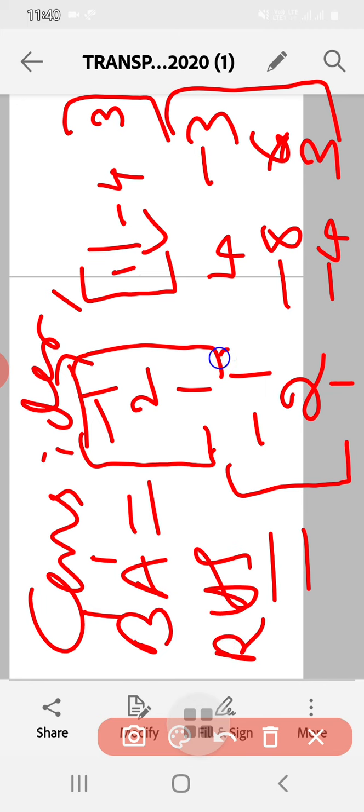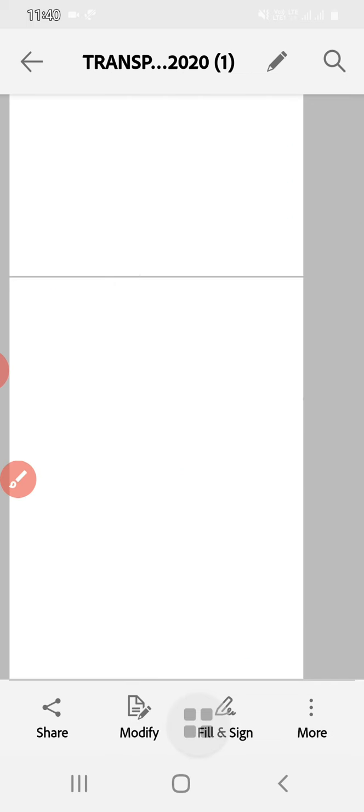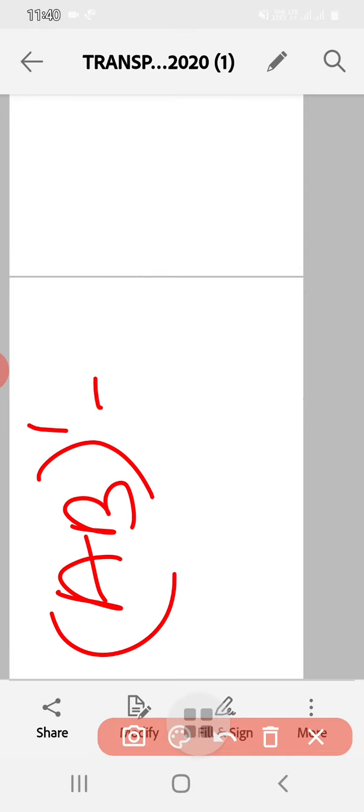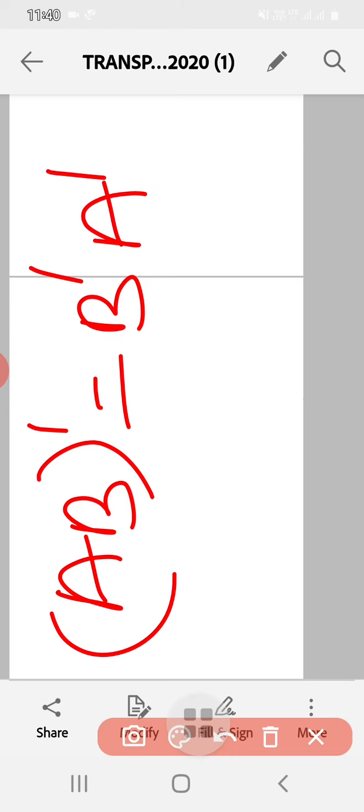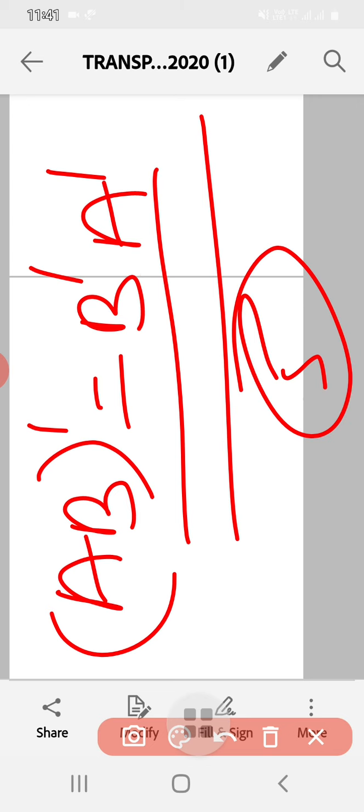So you compare every element of RHS and LHS. So we see that, comparing this, we get (AB)' is equal to B'A'. So this is the 5 marks question. So you can note down the solution.